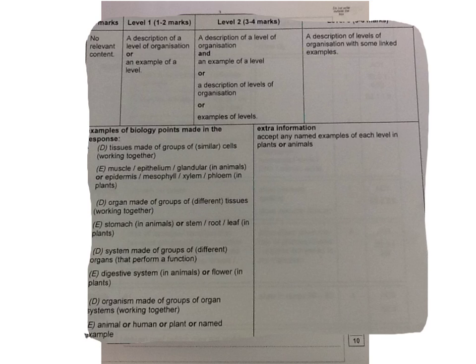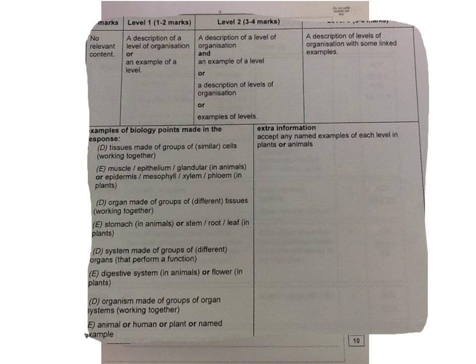Okay, finally, you could have also said that an organism is made of groups of organ systems working together. So if you think about humans, humans have a working digestive system, a working nervous system, a working circulatory system. It goes on, there's more to it than that as well. You could have given any example of a named animal or plant. So there's plenty of potential here to get 6 marks.